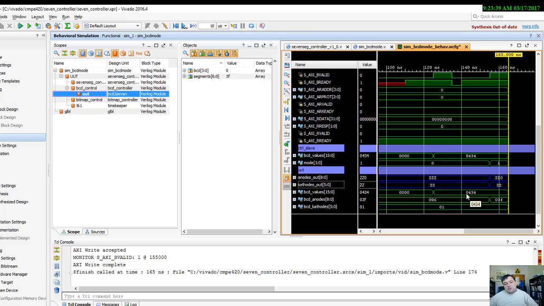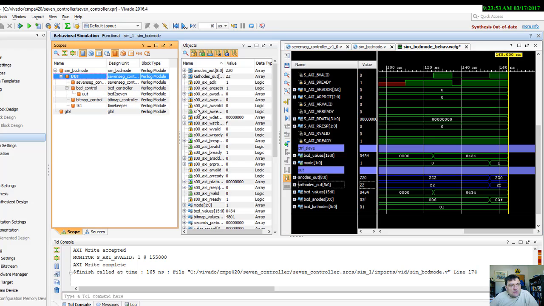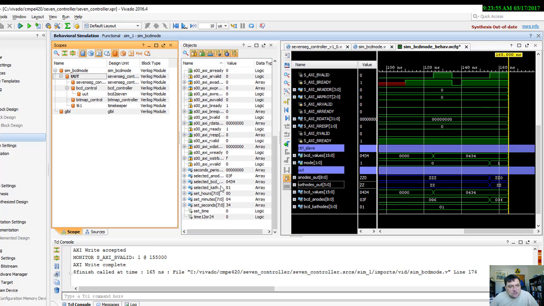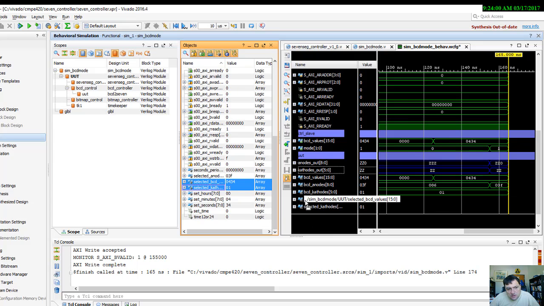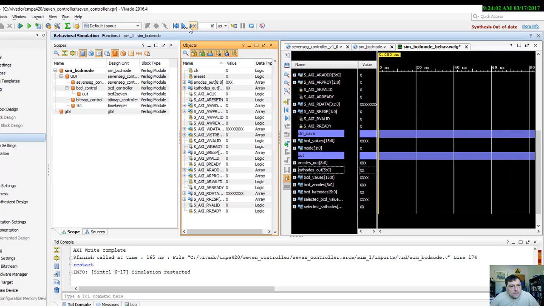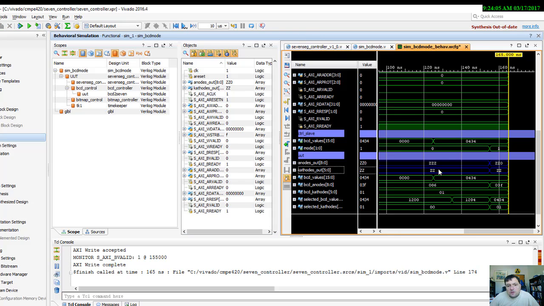So it looks like the BCD controller is still working, but now I've got a problem somewhere in that connection between the output, the BCD anodes and cathodes, to the anodes and cathodes out. Well, the only thing that connects those two is the selected anodes and cathodes. So if I look at selected anodes and cathodes, again, we have to resimulate every time we add something to the waveform viewer. They're correct. So let's see, what could possibly be going on here?